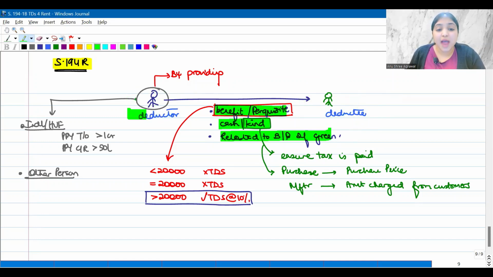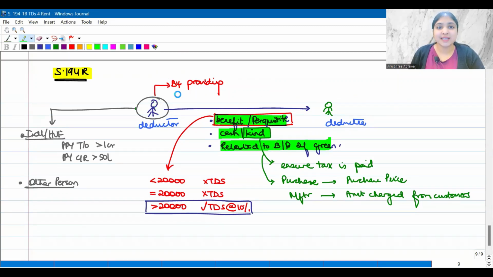Blue, over here. So at the source, tax is going to be deducted before giving the benefit or the perquisite, if the value of the benefit is more than 20,000. Only then tax is going to be deducted at the rate of 10% under section 194R.